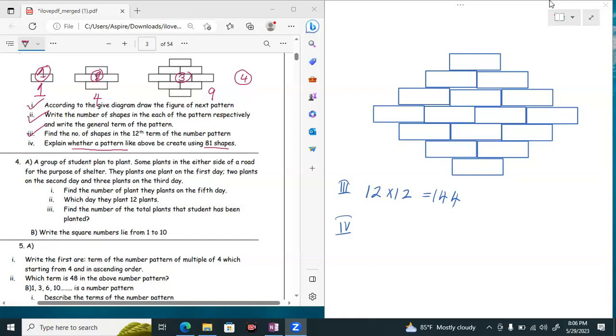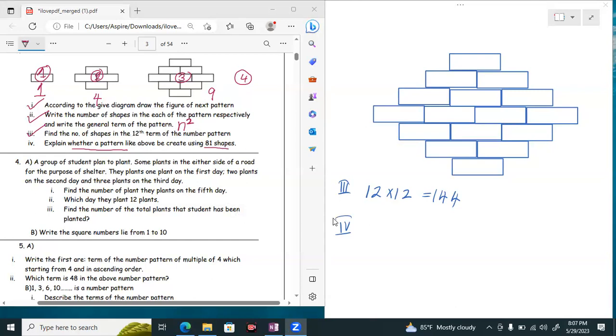Madam, what is the answer for the second one? Second one, write the general term. General term එකට මොකද්ද දරුවෝ එන්නේ? n squared නේද? Because these belong to the square number pattern, the general term of the square number pattern is n squared. Okay.